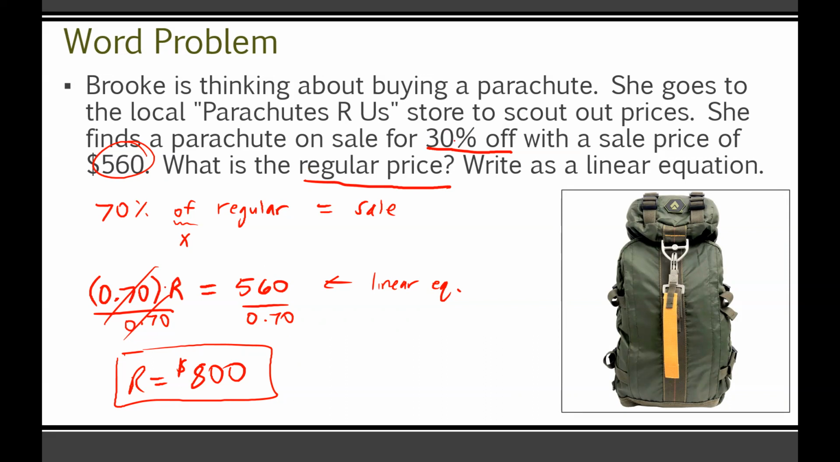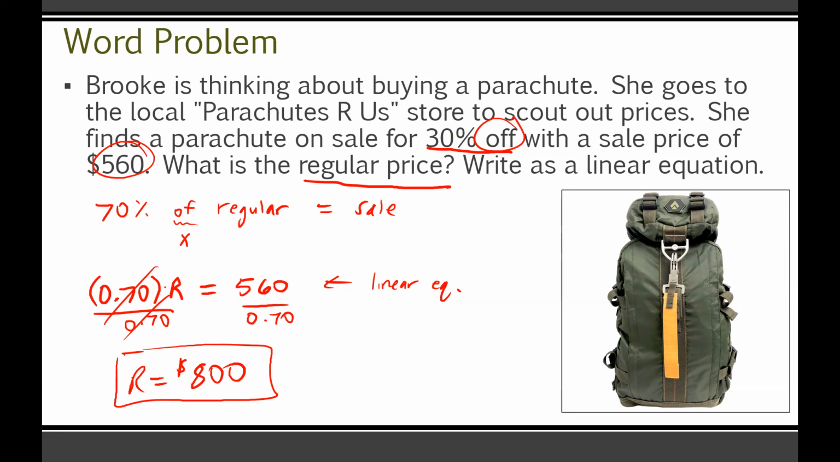I guess the moral of the story here is, when you see the word off, we don't really like that too much. We'd prefer to change it to be something of. So you just kind of have to flip your percentage around. Instead of 30% off, think of it as 70% of. So whatever makes it add up to 100%. Yeah, I think that's pretty much all I can really say about that one.